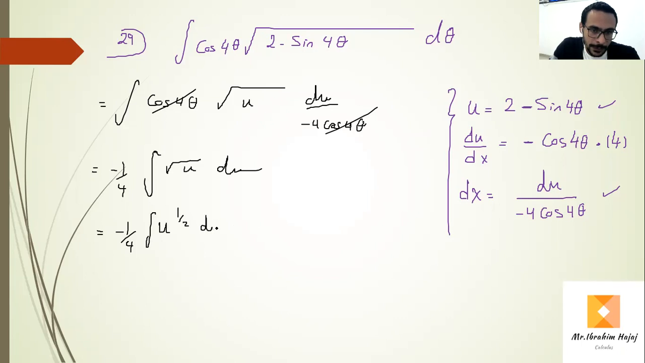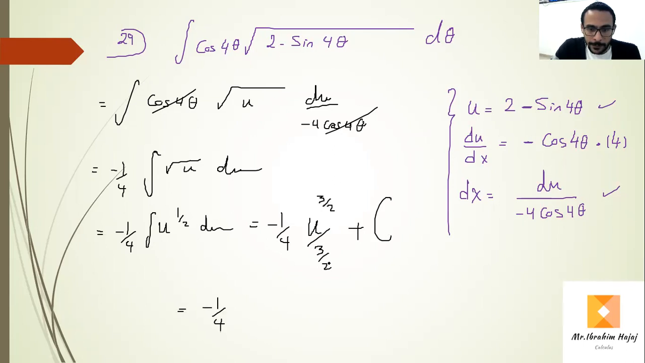Integral of what? Like this. Negative 1 over 4, we wrote the radical u as u to the power of half. So u to the power of 3 over 2 over 3 over 2, plus c. That's it. Negative 1 over 4, we'll keep it like this instead. And the 3 over 2 turned into 2 over 3. 2 over 3, and the u returned back as 2 minus sine 4 theta plus c.